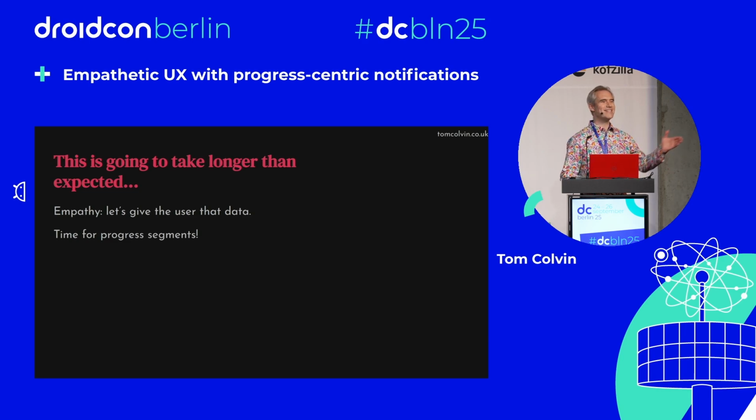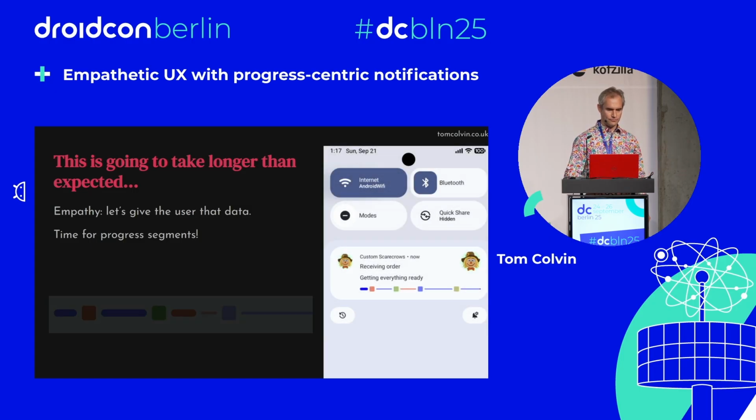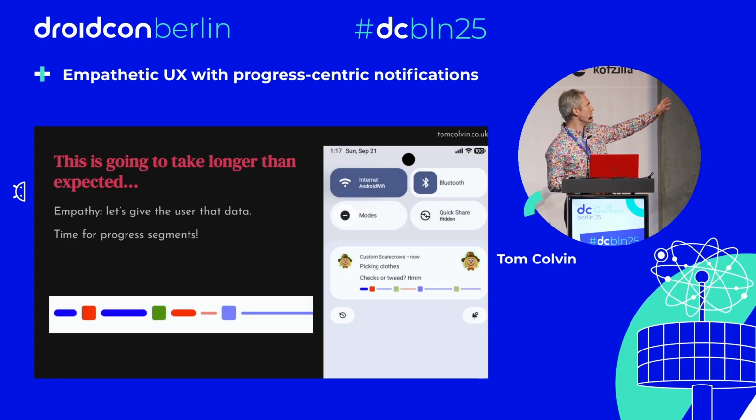Time for progress segments. So this is a little bit difficult to see, but what you've got there is a progress bar, some of which is blue, and then it turns to red where we are expecting a delay, and then it goes back to blue again. So the user can understand, can appreciate that something that is upcoming is not going to be as you expected. It's going to be a little bit slower.